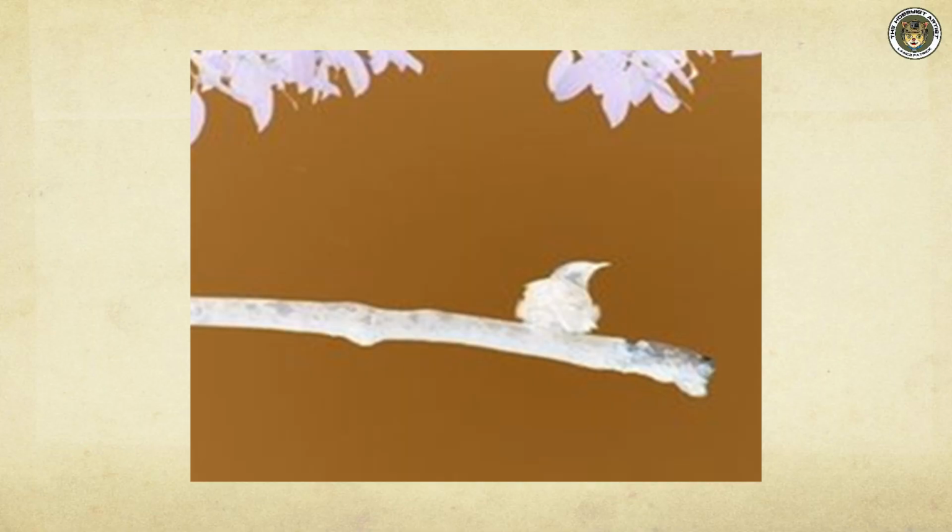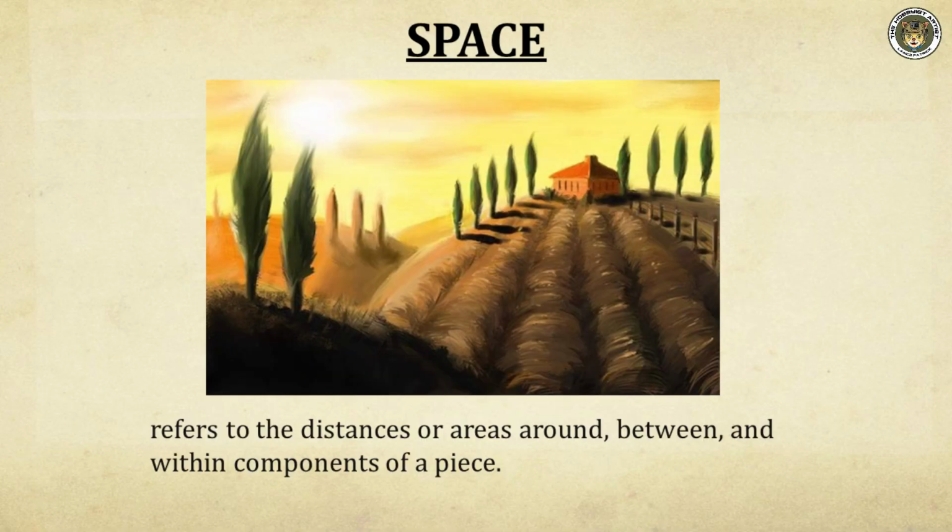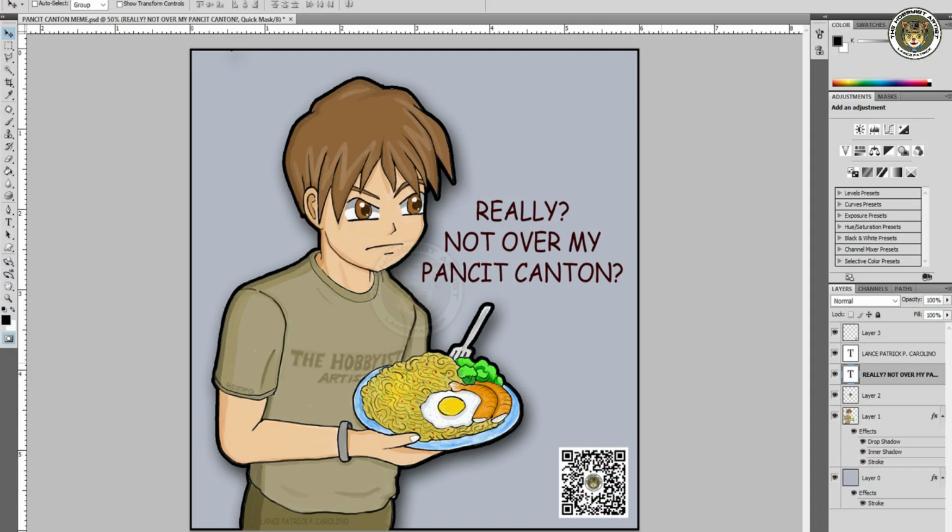Next one, we have a space. So space refers to the distance or areas around, between, and within components of a piece. About space, ang tawag namin mga artist dito sa space na to, it's a negative space. So, if you can see or kung makikita nyo sa picture na to, may mga or maraming space. So, yung pinaka-object na hina-highlight ay either nasa gitna or nasa rule of thirds. So, ginagamit ito para ma-highlight ang isang subject.